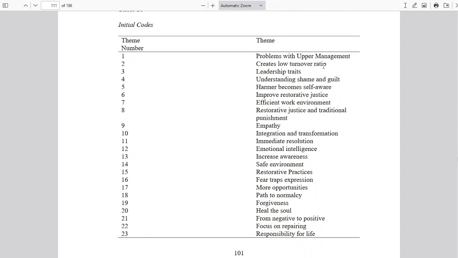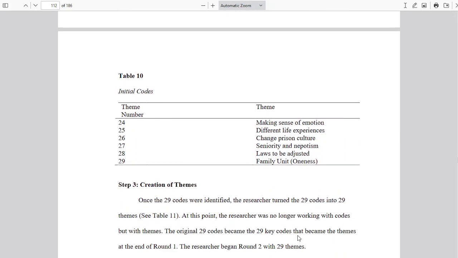Problems with upper management creates low turnover ratio, leadership traits, understanding shame and guilt, harmer becomes self-aware, improve restorative justice, efficient work environment, restorative justice and traditional punishment, empathy, integration and transformation, immediate resolution, emotional intelligence, increase awareness, safe environment, restorative practices, fear traps expression, more opportunities, path to normalcy, forgiveness, heal the soul from negative to positive, focus on repairing, responsibility for life, making sense of emotion, different life experiences, change prison culture, seniority and nepotism, laws to be adjusted, a family unit, oneness.